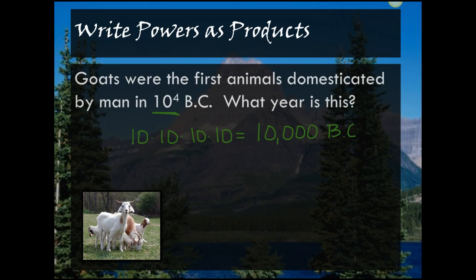I'd also like to note, whenever you're working with 10 raised to a power, the exponent tells you how many zeros will be in your final answer. This is 10 to the fourth power, and we had 4 zeros following the 1.